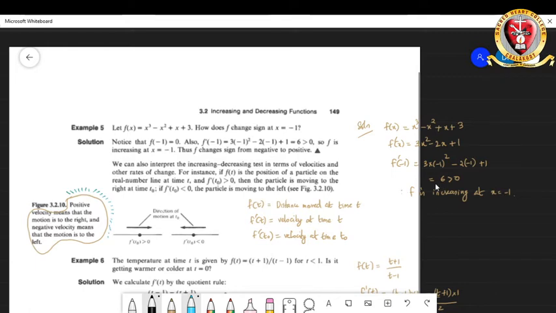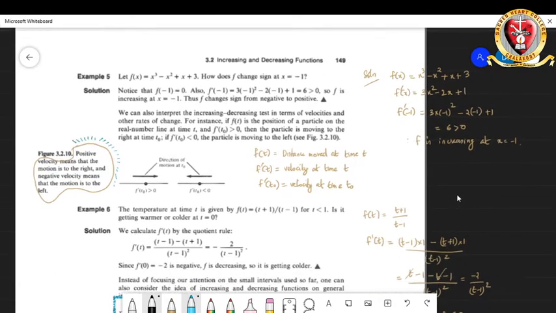When you evaluate, you get it to be equal to 6, which is a strictly positive quantity, strictly greater than 0. That means f is increasing at x is equal to minus 1. As a remark, suppose f of t is the distance moved at time t by a particle, so the derivative f dash of t with respect to t will be nothing but the velocity in a particular direction.